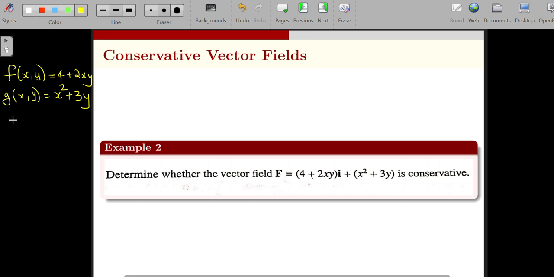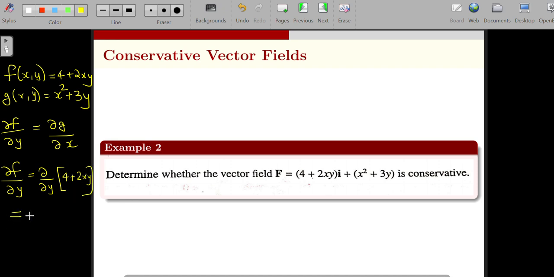If f is conservative, by the conservative field test, we know that dou f by dou y will be equal to dou g by dou x. And conversely, if dou f by dou y equals dou g by dou x on a simply connected domain, then f will be conservative. So we need to check only whether dou f by dou y equals dou g by dou x or not. So you take dou f by dou y, that is equal to dou by dou y of 4 plus 2xy.